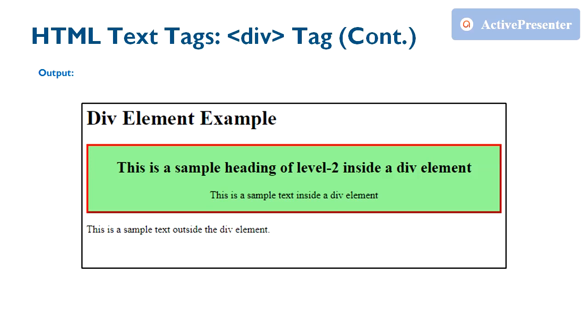Here, as you can see, the output. We have the heading 1 and the first paragraph inside a red border and a green background, whereas the paragraph outside the div is a normal paragraph. So this is one of the advantages of div. You can put multiple elements inside the div, you can group them up, and then you can apply a style to that group of elements.